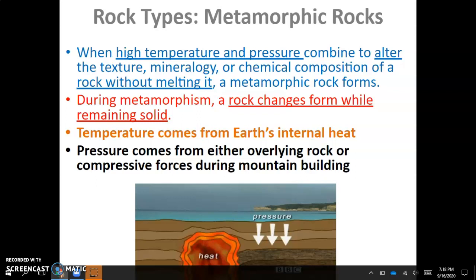Now, the rock does not melt like it would in the mantle, where we've got molten rock substance. The rock in a metamorphic rock doesn't melt completely. It just gets warm enough to where it can be molded and is subjected to high pressure because it's deep within the earth. The pressure will come either from overlying rock or compressive forces during mountain building. And remember, mountain building happens where? At convergent boundaries, continental boundaries.